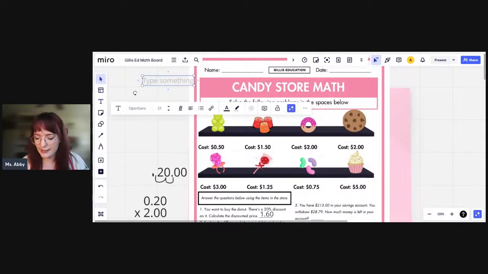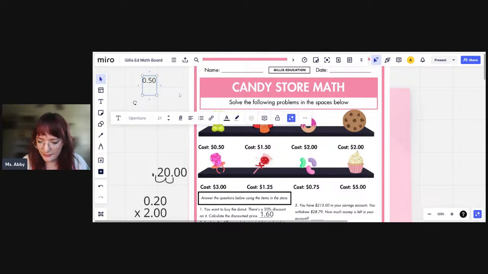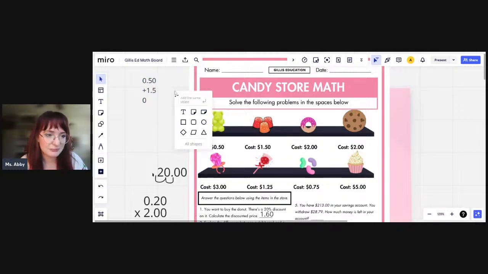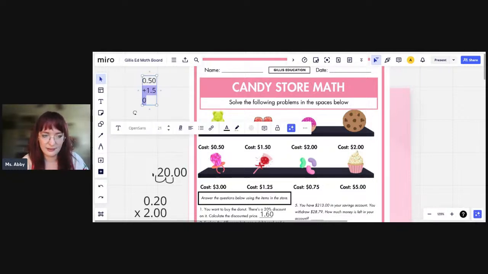So we have 50 cents, which is 0.50 for the gummy bear. And then we're going to do an addition sign because we are adding the totals together. We're going to do plus $1.50, which is 1.50 for the gumdrops. And then for the donut, we are going to have plus $2, which is 2.00.